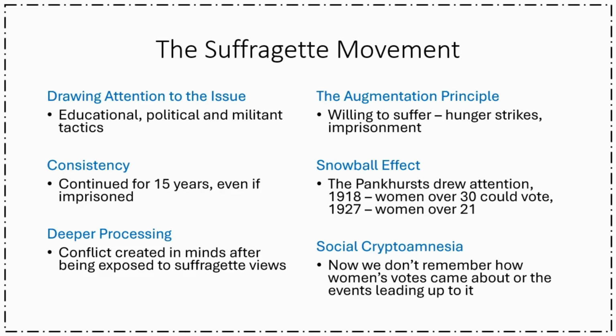Even if they were in prison, when they came out they'd go back on hunger strike, for instance, and they kept campaigning consistently for a long period of time. So this obviously created deeper processing in the minds of the majority, leading to the snowball effect where gradually more and more people converted to their viewpoint based on informational social influence. And so the government had to start listening, and they changed the policy so that women could start to vote. Nowadays, most of us probably don't remember or even know how these changes came about unless we learn them at school. So we have a form of social cryptomnesia there.